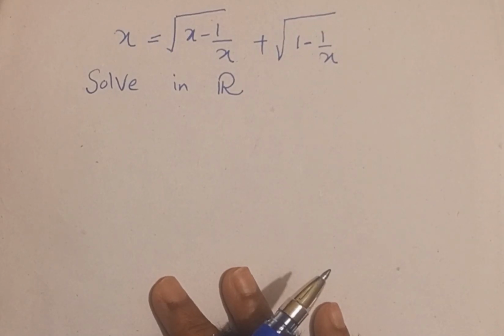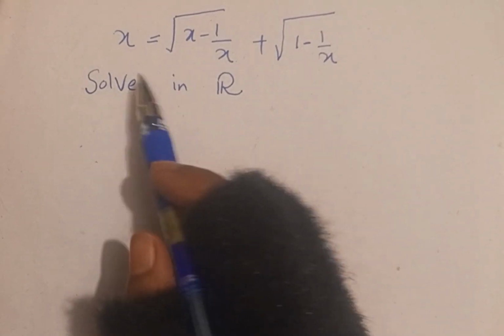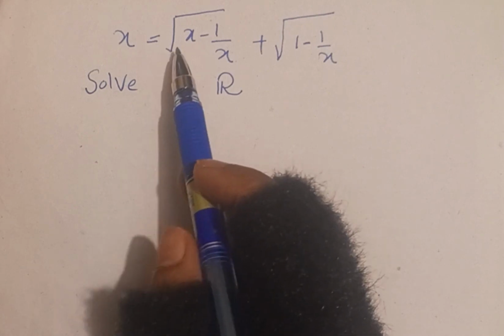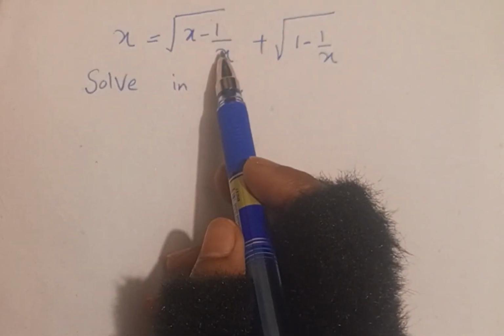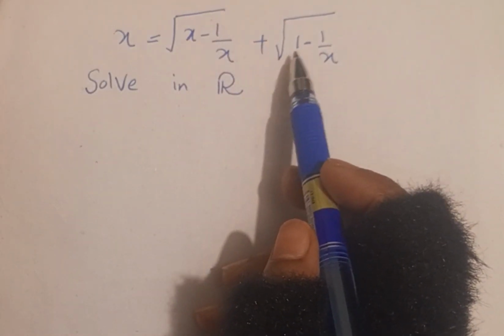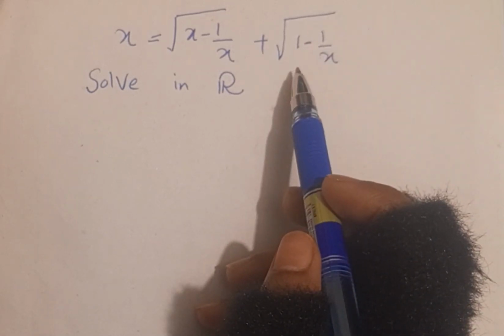Good day everyone. Let's try to solve this question. The question is x equals square root of (x minus 1 over x) plus square root of (1 minus 1 over x). So let's start.